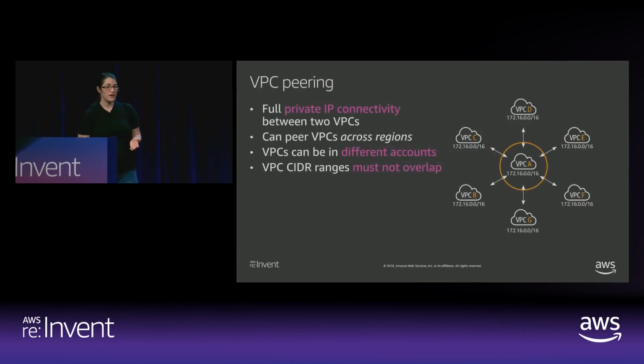And VPC peering basically gives you full private IP connectivity between two VPCs. Those VPCs can be in different accounts. They can be in different regions. The only requirement is that they don't have overlapping IP address ranges, because you're sending private IP traffic, right? You need to know where you're sending it.